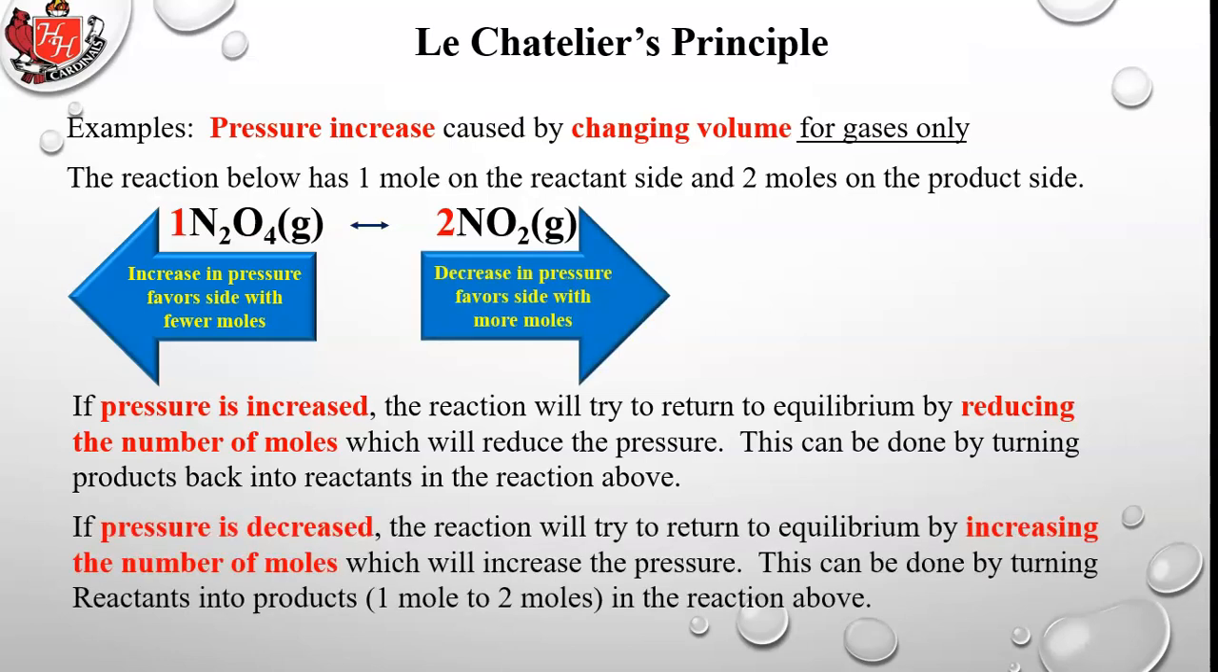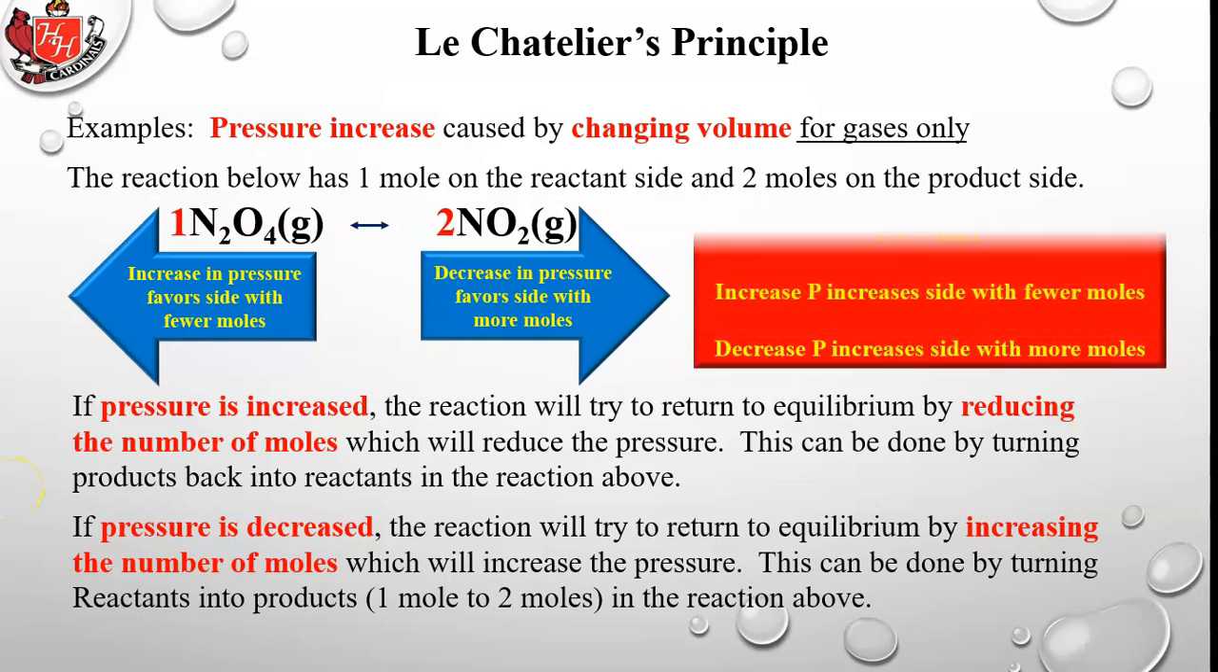Now, if pressure is decreased, the reaction will try to return to equilibrium by increasing the number of moles. That will increase the pressure. So in other words, you cause the pressure to decrease. It says, I'm not happy with this lower pressure. I want to get back to a higher pressure. How can it do that? By increasing the number of moles in the container. That will increase the pressure back to equilibrium. So this can be done by turning reactants into products. That's 1 mole to 2 moles in the reaction above.